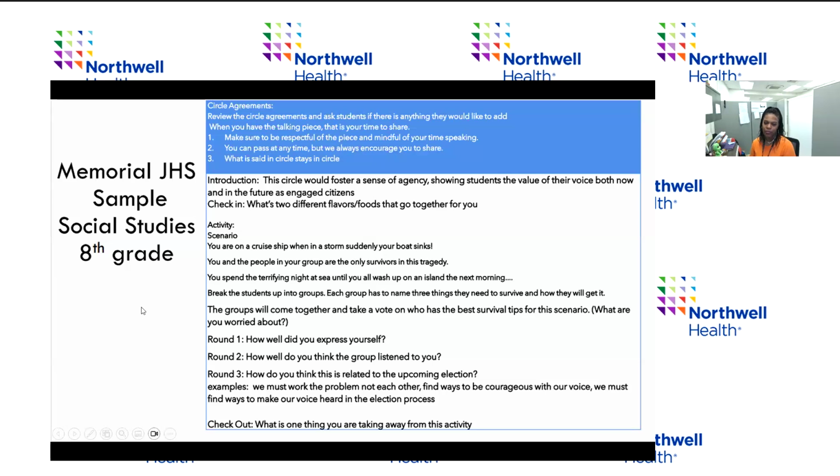So this is a sample of a Memorial Junior High School Social Studies 8th grade script. Vera mentioned we start every circle with a circle agreement. So these are the agreements we have the students review with us. We have them agree to it. You can modify that. It doesn't have to stay the same. Each community is different. And maybe a student wants to add to the circle agreement as well. We give them that freedom to join, to help us create those agreements.